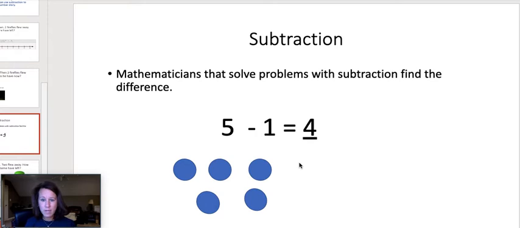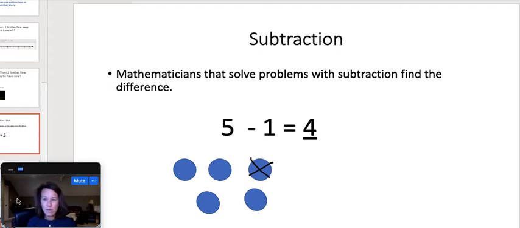The story could be that I had 5 blue candies, and then I ate one. Let's see, let's cross it out. Let's take it away. I would be left with 4. That's the difference. We solved that story with subtraction.